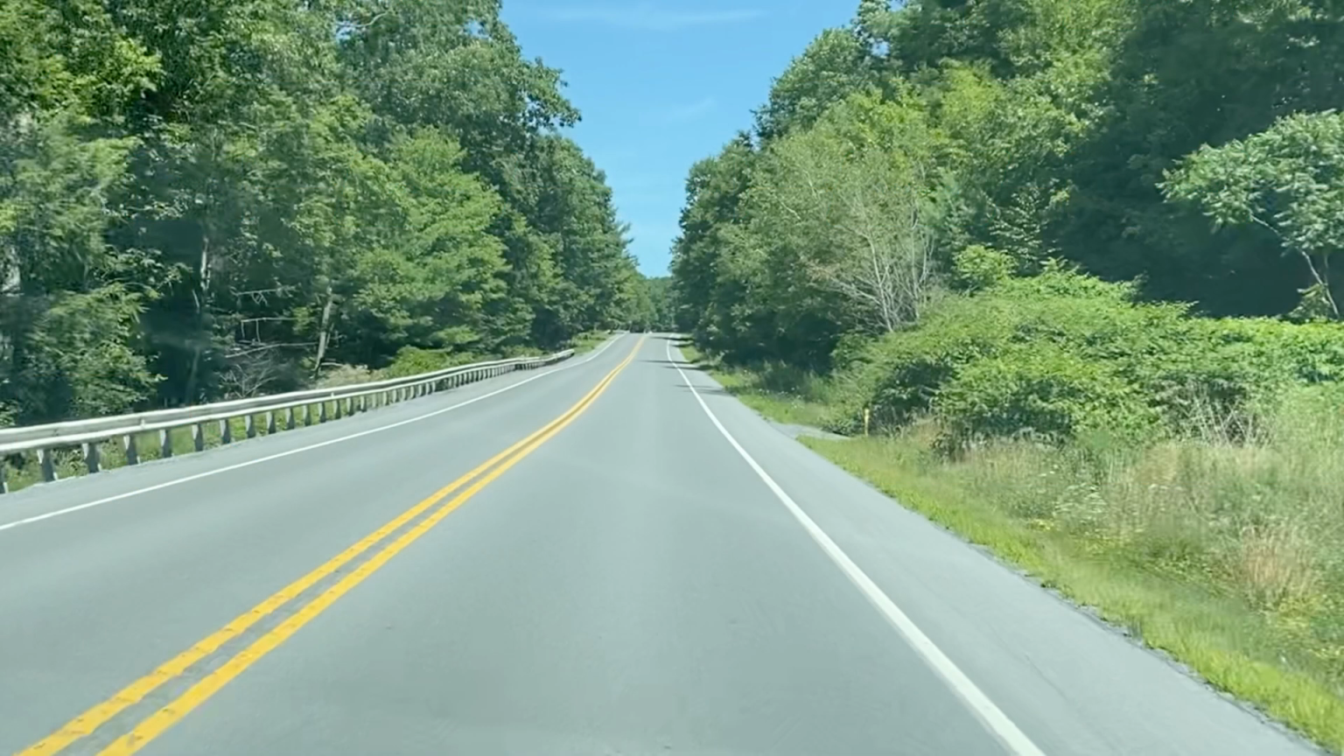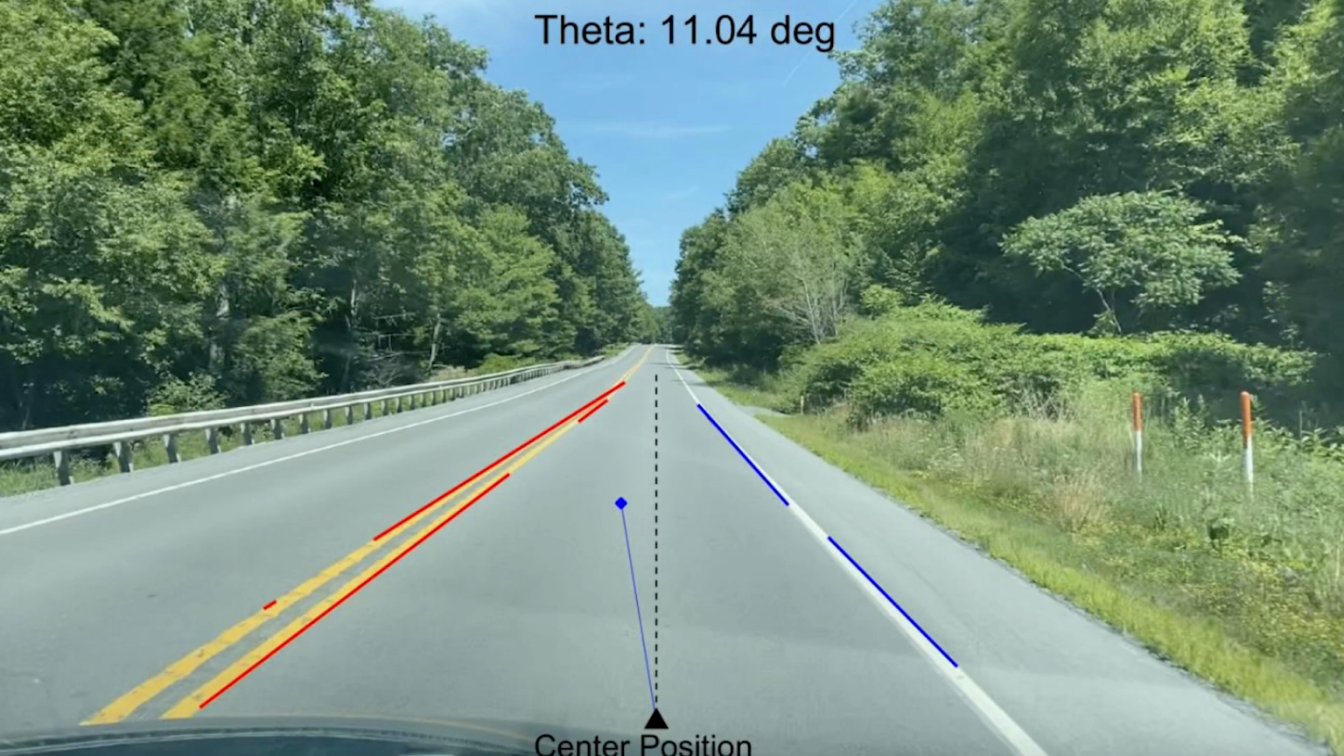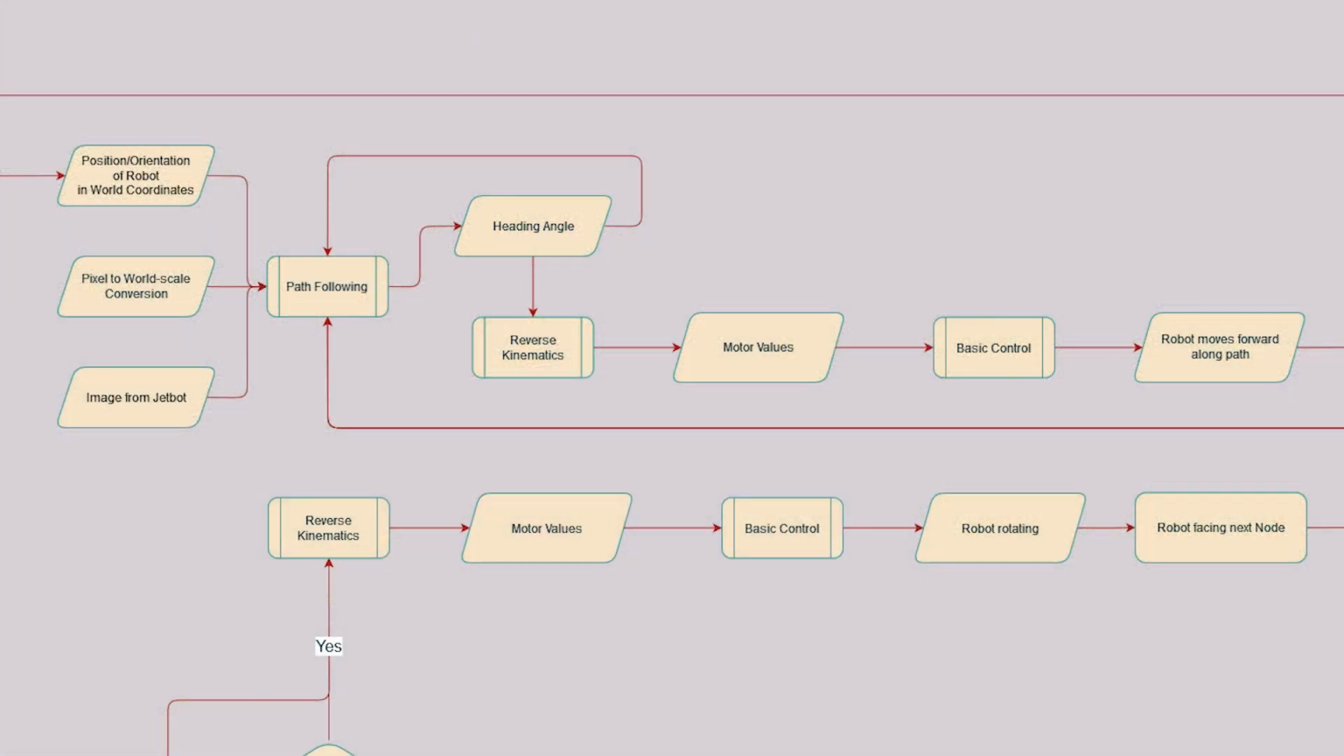When the jetbot is facing the next node, the system activates the path-following subprogram, developed during Lab 2. This subprogram takes in the image from the jetbot camera and processes it to identify the center line of the road. The subprogram outputs a heading angle between the center of the image and the center of the road. This heading angle is passed to the reverse kinematics subprogram, as previously discussed.